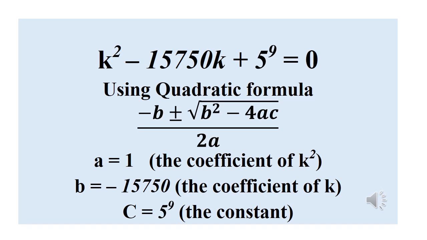So, since we have a quadratic equation here, we can use the quadratic formula to solve it. Using the quadratic formula, which is minus b plus or minus square root of b squared minus 4ac, all over 2a, where our a is the coefficient of k squared, which is 1, our b is the coefficient of k, which is minus 15,750, and c is our constant, which is 5 raised to the power 9.